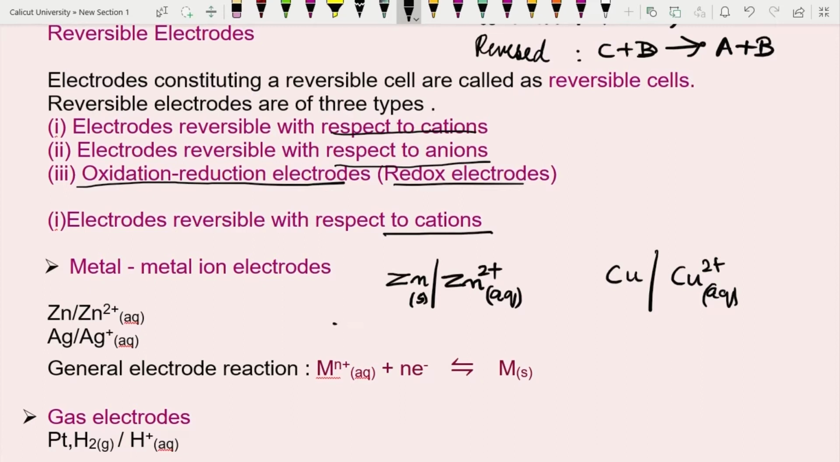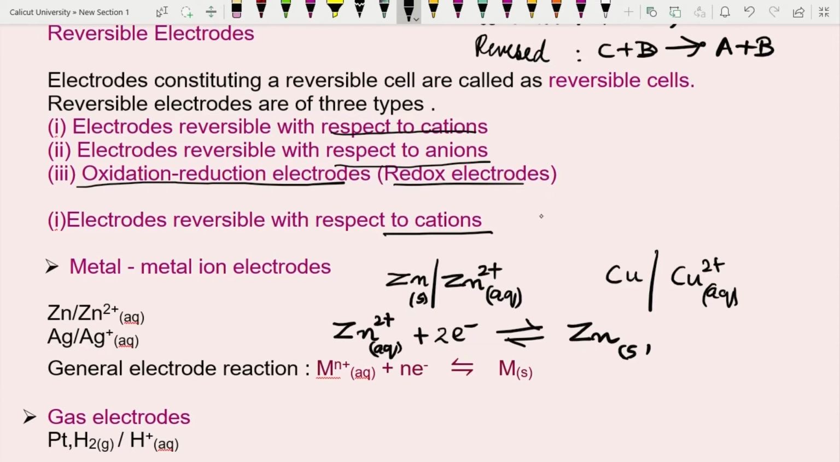So, if I have to show the electrode reaction of zinc, I have to put it as zinc 2 plus, which is in the oxidized state, then it takes up 2 electrons. Again I am mentioning that zinc 2 plus is in the aqueous medium. It gives Zn solid. So, what I am showing here is the electrode reaction of zinc metal in contact with zinc ion. Here zinc ions get reduced to give zinc metal.